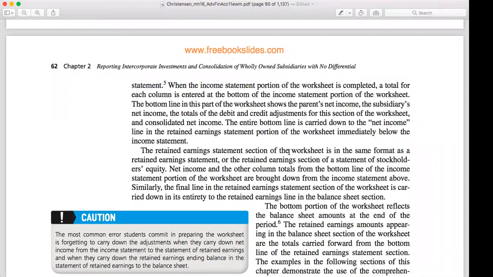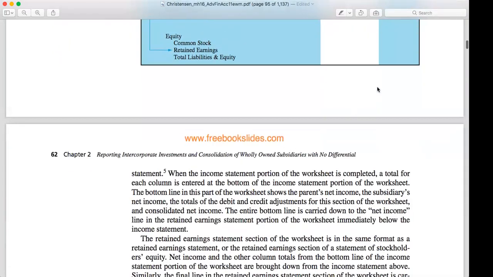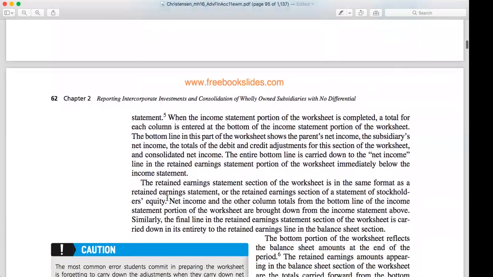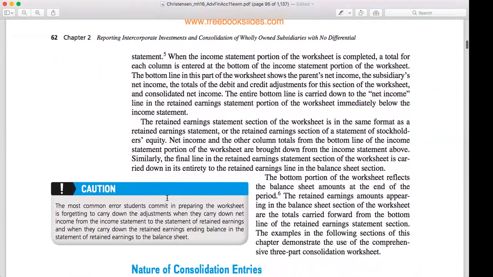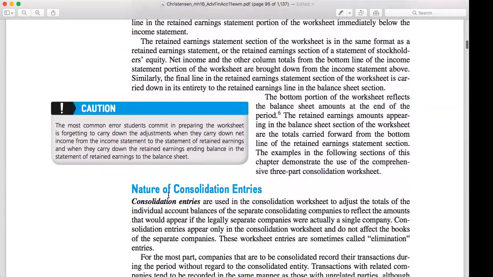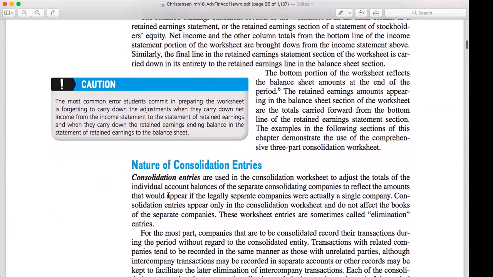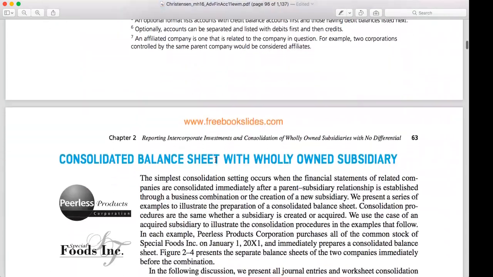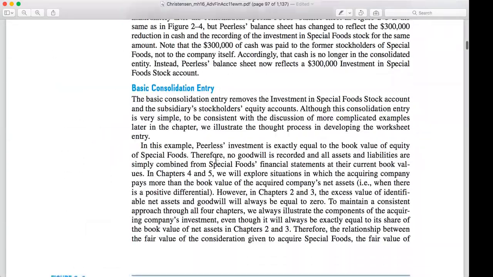Okay, and then after that, this is just technical. After you edit, then you make the bottom line, the total there, and we can see the parent net income, subsidiary net income, right? So the total of debit, credit, adjustment, but the format is actually the same as the retained earnings statement, right? Okay, so you can just try to read this one, then we move to the nature of consolidation entry.